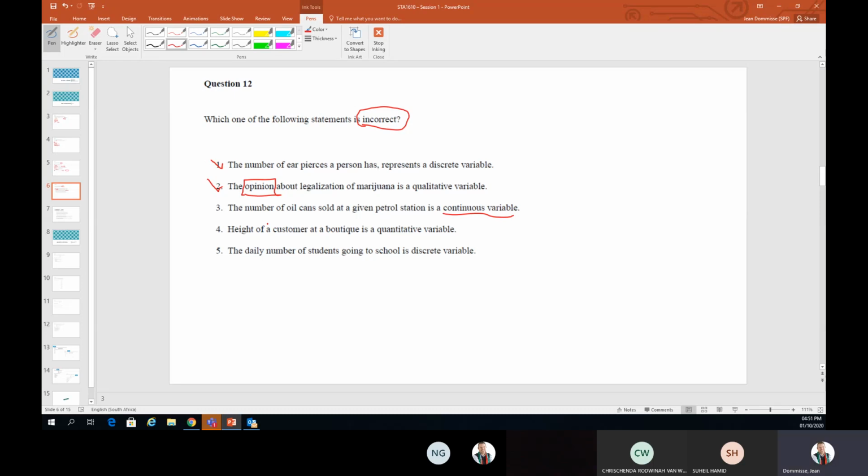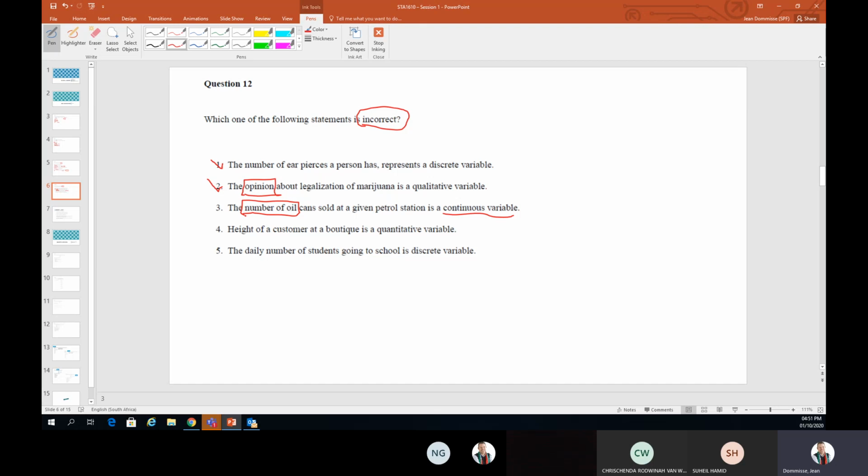Yes, no, correct, incorrect. And to give you an idea, when we talk about the number of something, it's normally not continuous. So again, if you look at continuous, the number of oil cans again will be discrete.